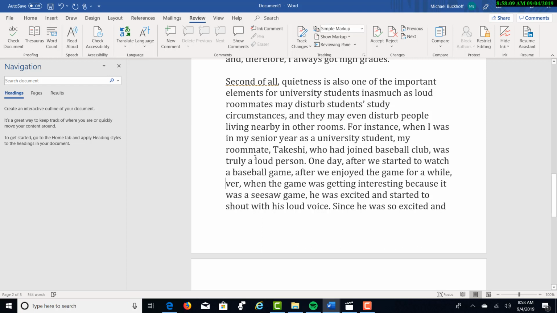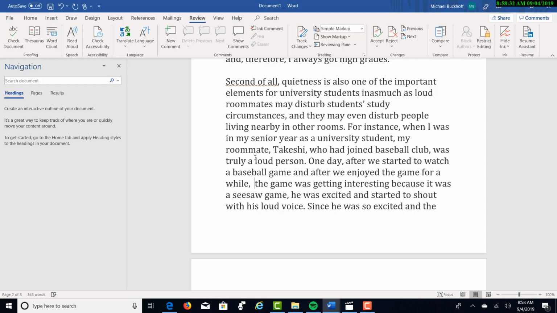How about this? "After we started to watch a baseball game, after we enjoyed the game for a while, but the game was getting interesting because it was a seesaw game." So you're trying to say that it was a very close game and that maybe one team was winning, but then the next team started to win and it was going back and forth, right?